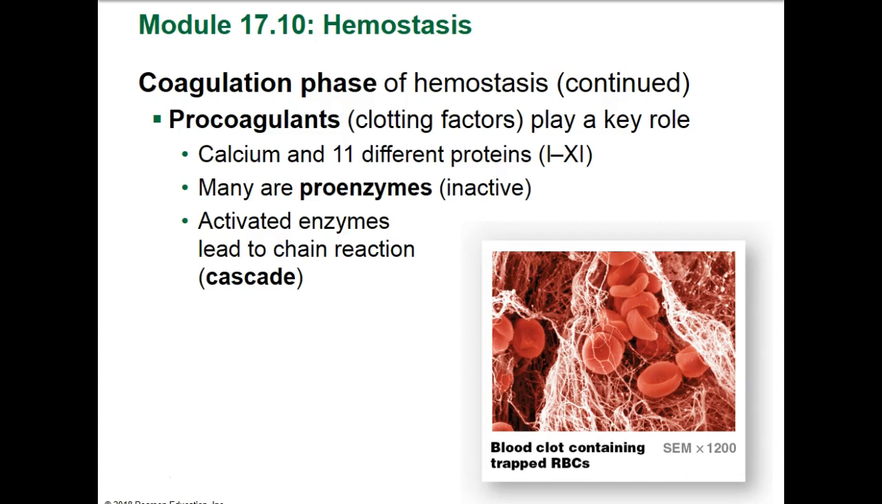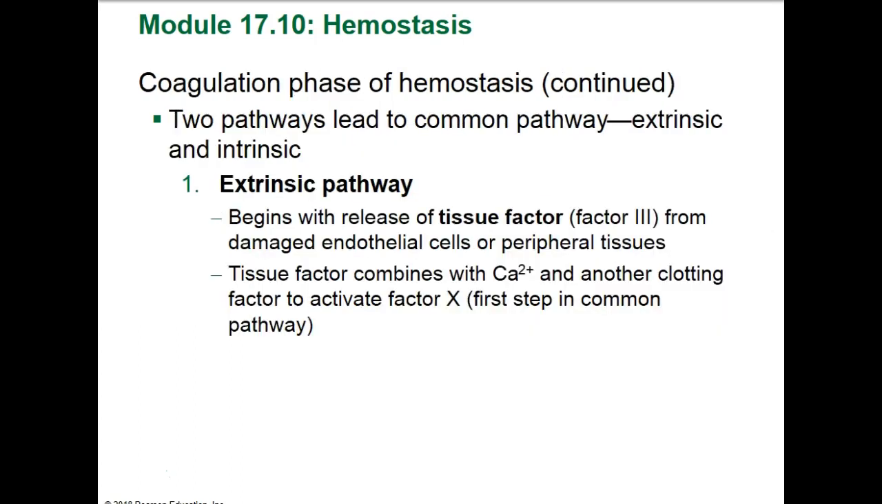Procoagulants, which are clotting factors, also play a very important role. There's calcium involved with 11 different proteins, and number 1 through 11 is the way we label them. A lot of them are proenzymes, which are inactive, but they become activated, and they cause a chain reaction or a cascade. There are 2 pathways that lead to a common pathway, the extrinsic and intrinsic.